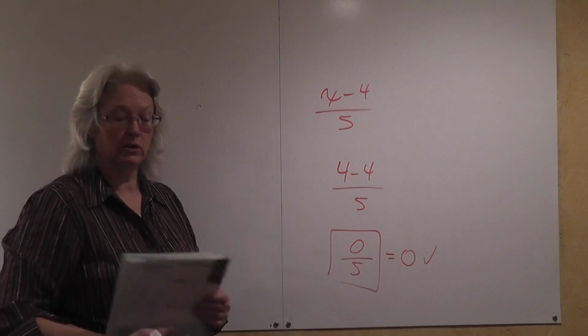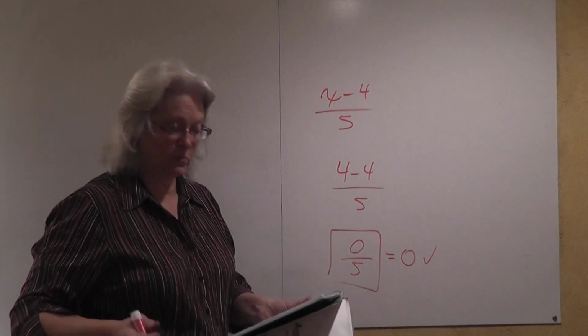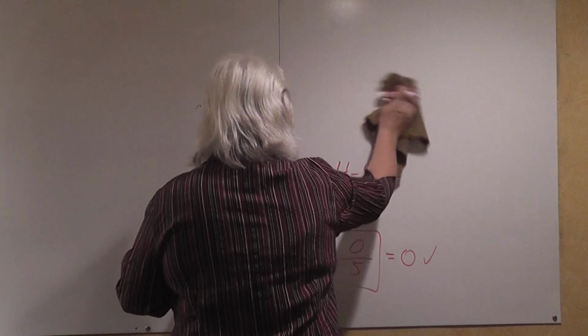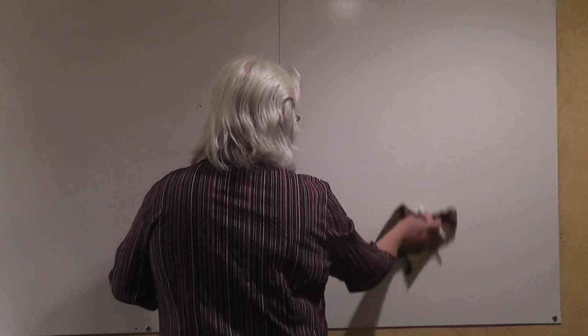Okay, now let's go ahead and look at example number 1 in your book. It's on page 483. And our instructions say, determine when the other 4 expressions that are on the previous page are undefined.